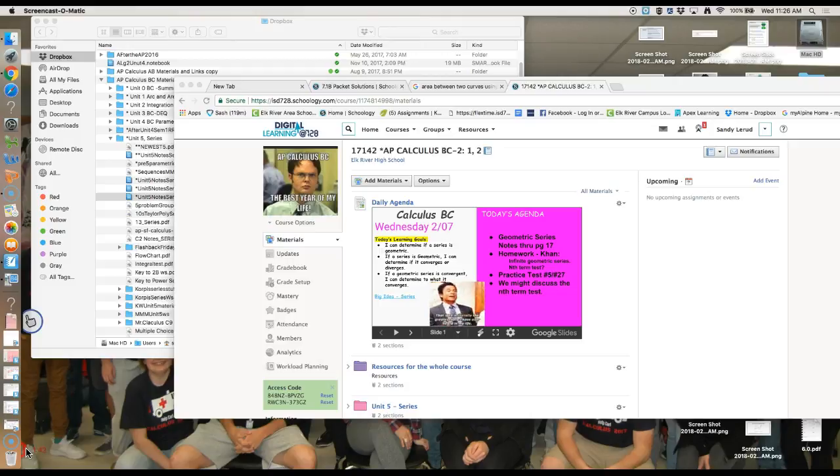Today's task, it says up there, is geometric series. So by the end of the hour, you're going to be able to tell me if a series is geometric. If it is geometric, you're going to tell me whether it converges or diverges. And if it converges, you're going to tell me to what it converges.